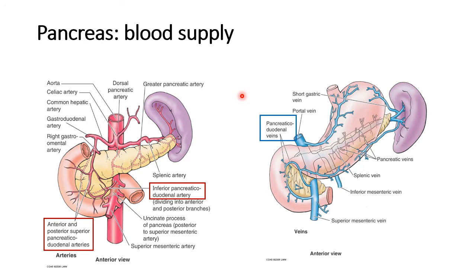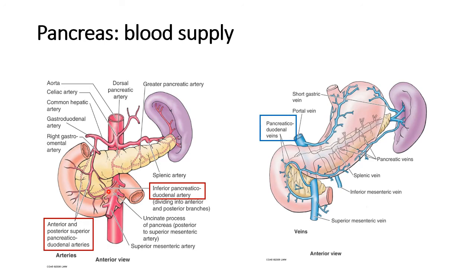Blood supply of the pancreas. The pancreas is supplied by branches of both the celiac artery and the superior mesenteric artery. So we have the superior pancreatico-duodenal artery, which is a branch of the gastro-duodenal artery. There is the superior pancreatico-duodenal artery, and there is an inferior pancreatico-duodenal artery.